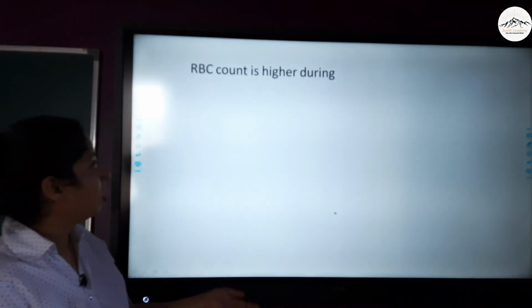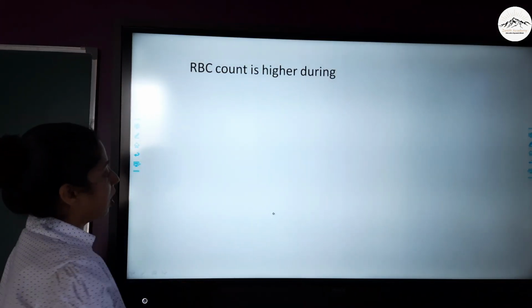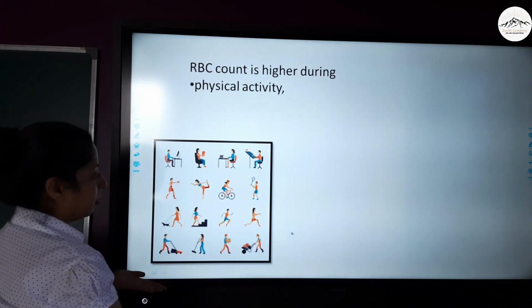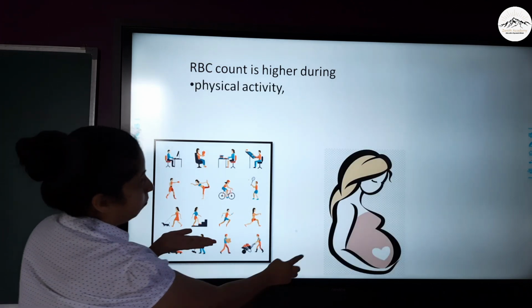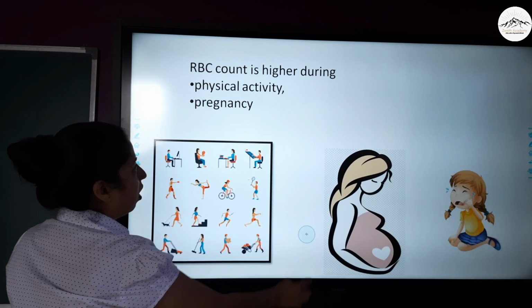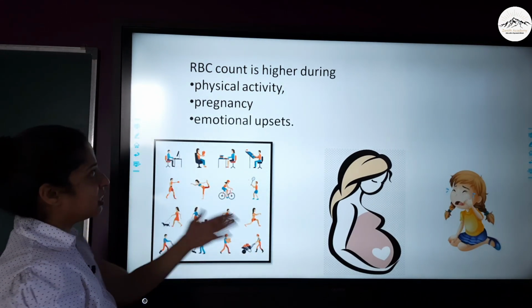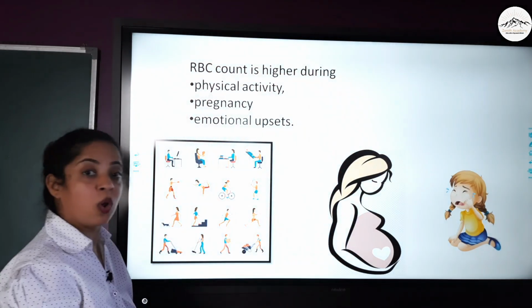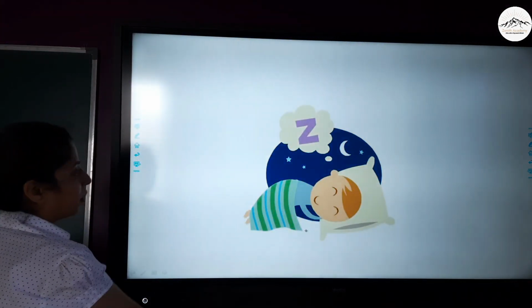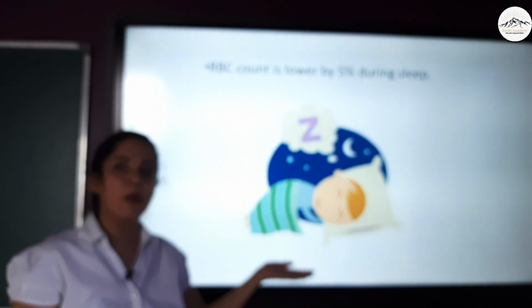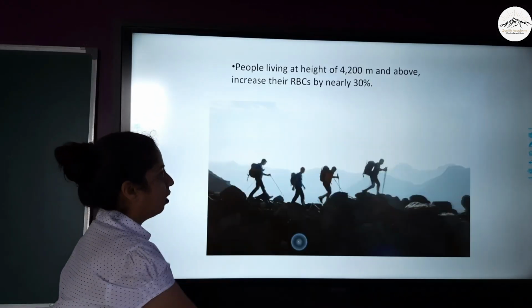Also the RBC count is higher during any of the physical exercises, during pregnancy, and also during emotional upsets. So during these three conditions, the RBC count is always higher. Now you will be amazed to know that RBC count is lower by 5% when you are sleeping.